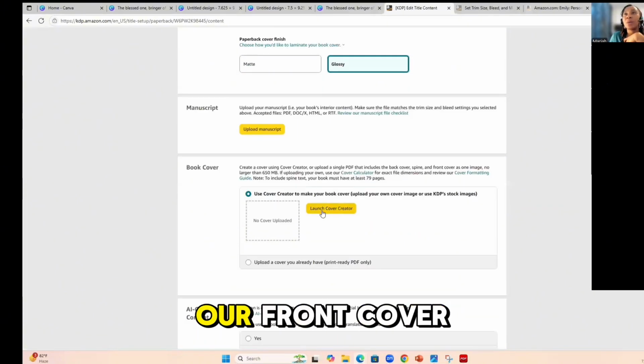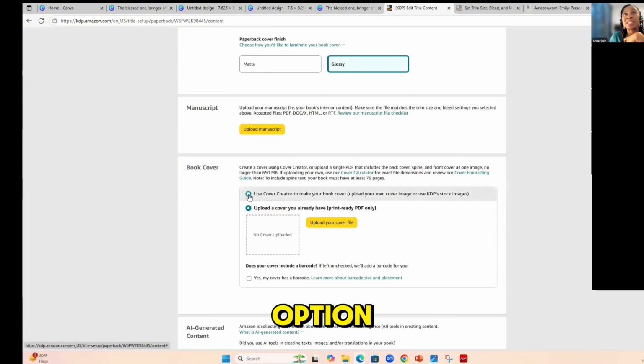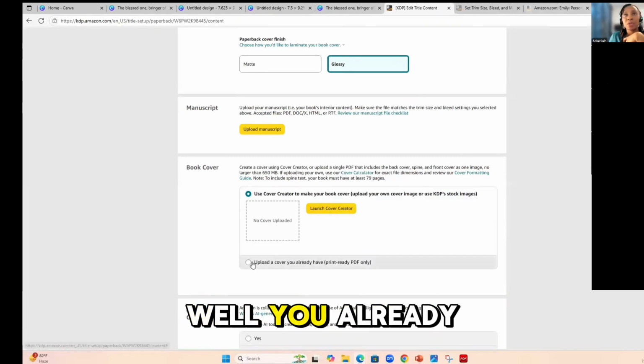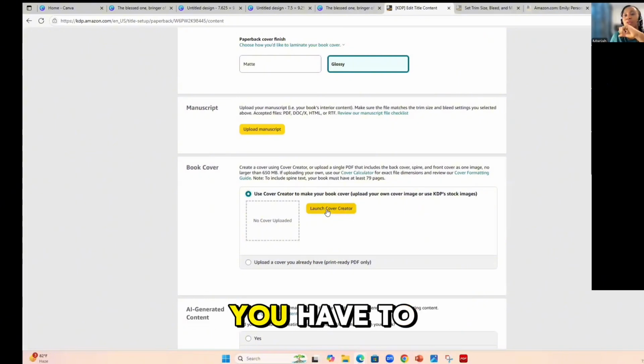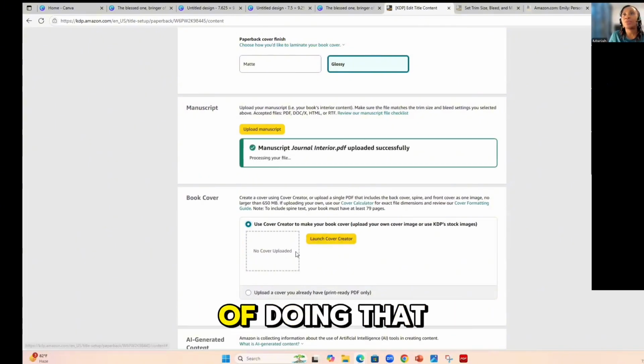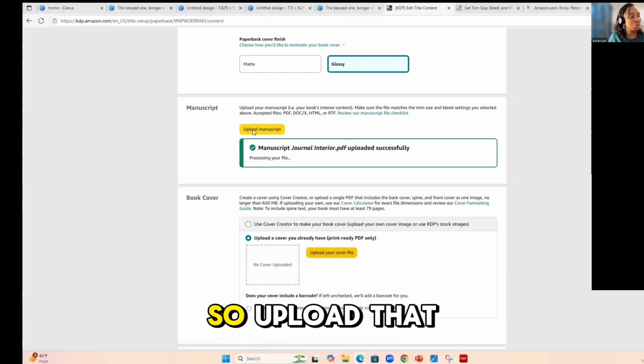Now let's launch our front cover. I already have that, so I'll just click on, see, it's giving option. You can actually create yours, but you already have yours here. Creating this can take a while, because everything we've done on Canva, you will now do here. But we've gone through the hassle of doing that. So we just choose upload a cover you already have, which is what we have done. So we'll upload that.